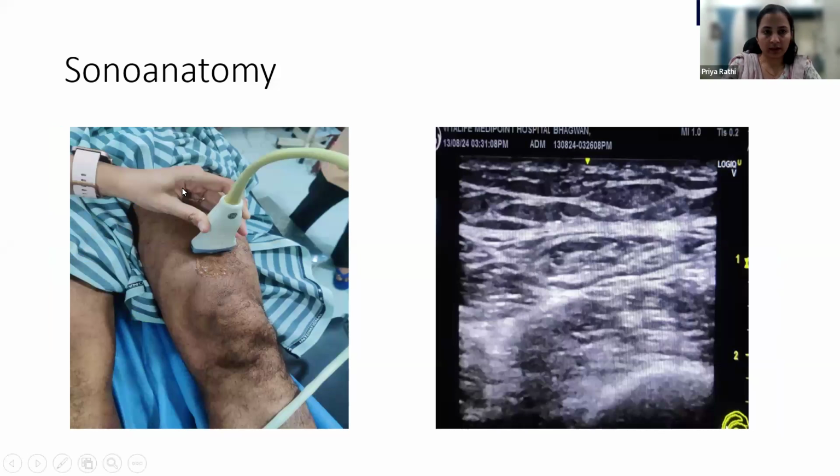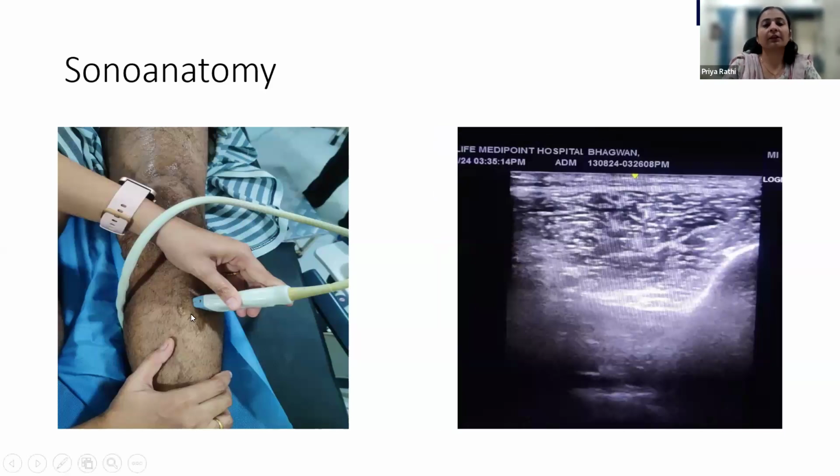Now, I have come a little below. Previously, I had kept the probe on the mid thigh. Here, just above the patella, we can see that the rectus muscle is a little smaller. Vastus intermedius is bigger, and this muscle is vastus medialis.